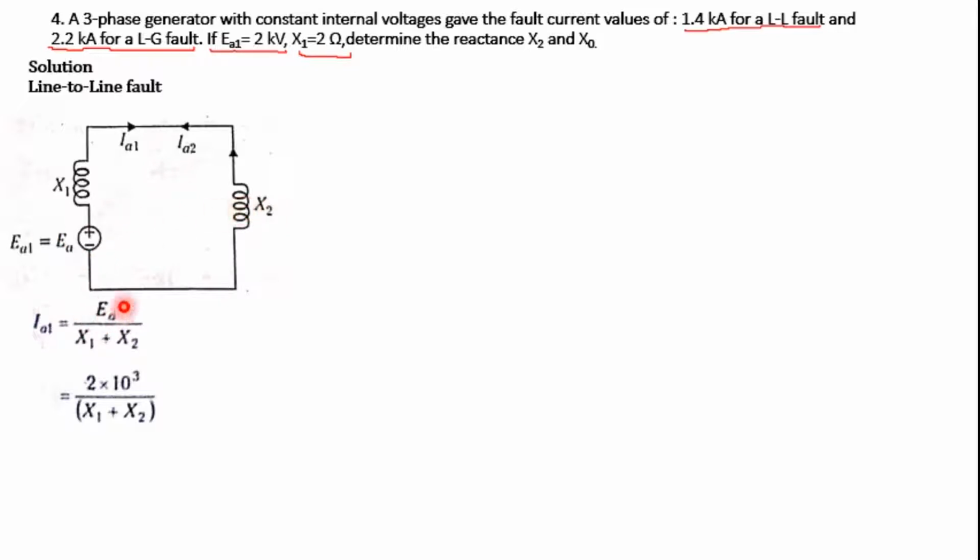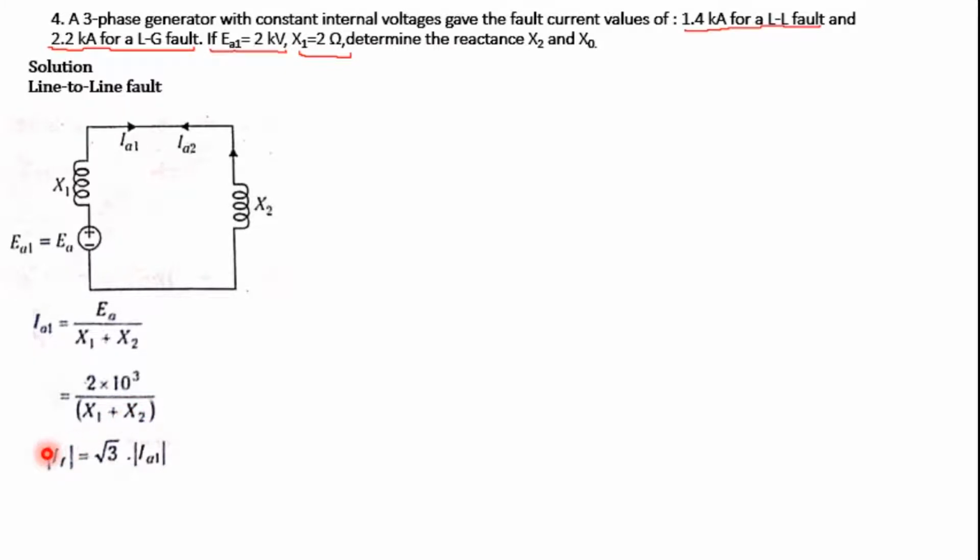Observe here, it is EA, which is given directly. Do not consider that it is 4 divided by root 3, because EA1 is given directly. So this is X1 and X2 value. Look at this: is there any parameter which is given? Here X1 is already given, that is 2 ohm.